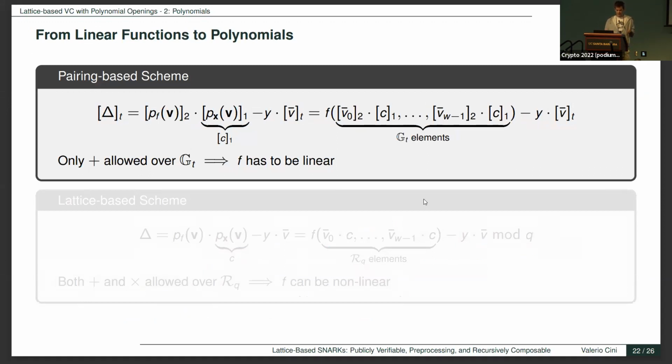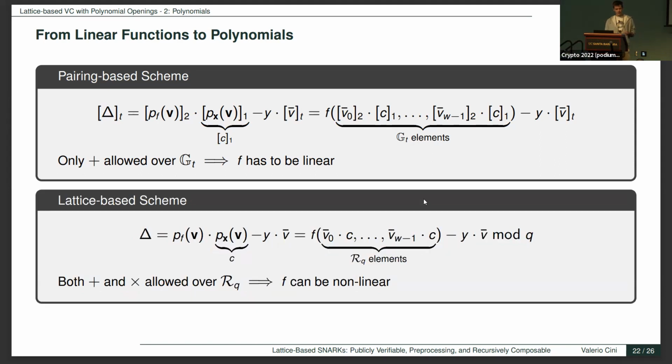The problem is that whenever the verifier pairs the commitment with the encoding of f, he ends up with some elements in the target group. So the only functions that he can compute over these elements are linear functions, and so the only functions that the scheme can support are linear functions. But now in the lattice setting, when we multiply the commitment with the encoding of f, we still end up in the ring. So we can allow ourselves to open functions more than linear, quadratic, for example.